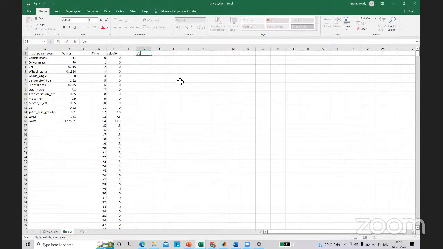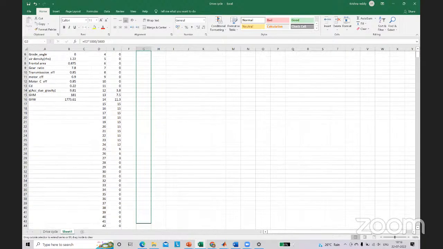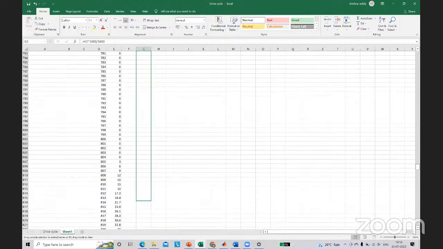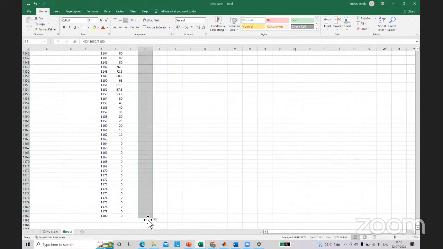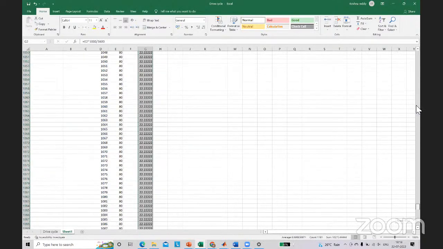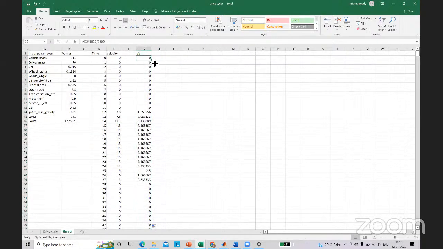So to convert velocity into meter per second, I'll write equal sign, select, multiply with 1000, divide by 3600, say enter. Then just drag it to the end of your cycle. At that point, if you double click, it will also bring that particular value. If you just double click over here, I don't know, it didn't work on my PC here.